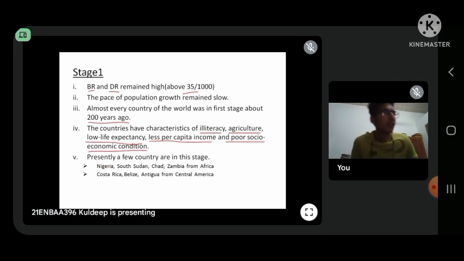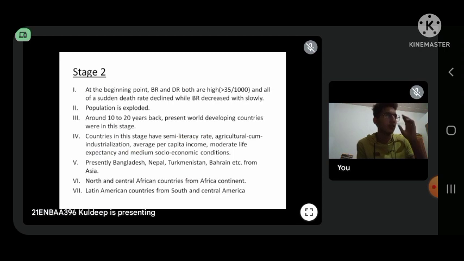Presently, a few countries are in this stage. For example, from Africa, there are Nigeria, South Sudan, Chad, and Zambia. And in Central America, there are Costa Rica, Belize, and Antigua. These are the countries presently who are still in this stage. Now, this is stage two.